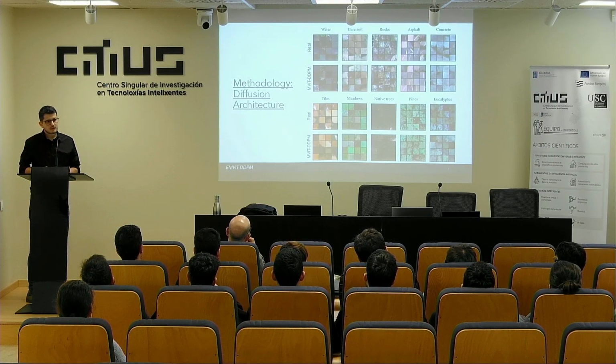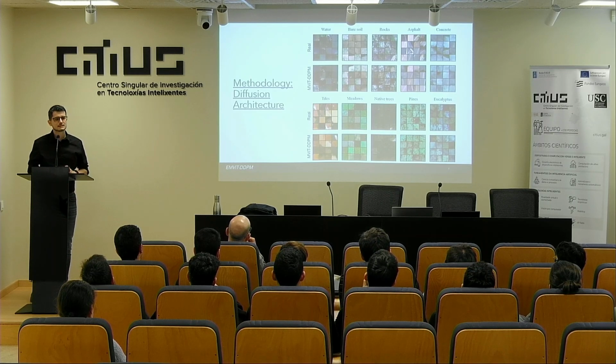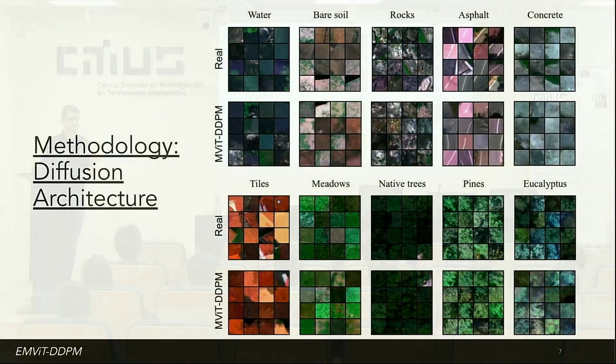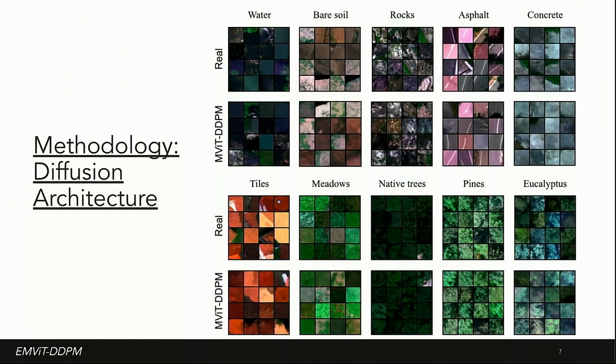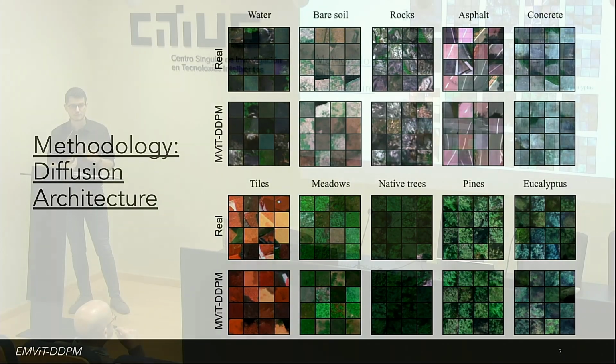With this diffusion model, we are able to generate synthetic data. As you could see, qualitatively, we could see that for the vegetation classes and also for the human-aided classes, the generated samples are almost indistinguishable from our real samples. And this is important not only for the fidelity of the samples, but also for the diversity of the samples.